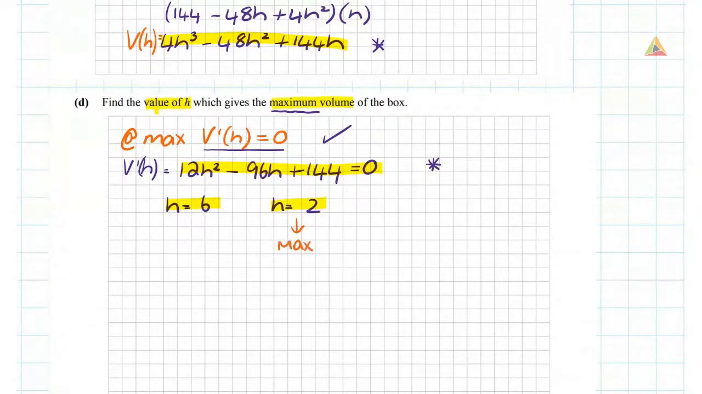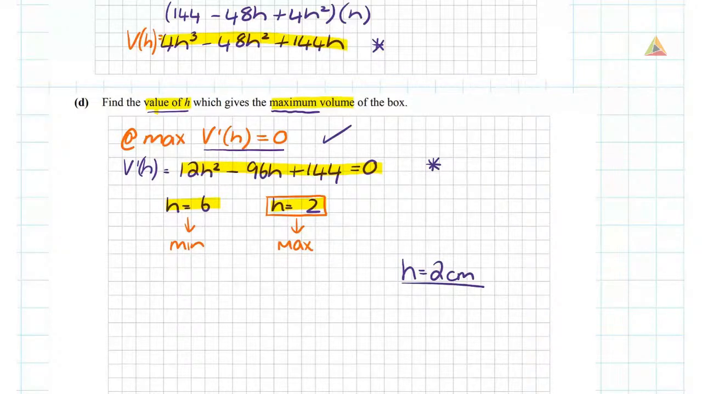Now, if you wanted, you could again do your second derivative test there just to reassure yourself. But because when h is 6, the length goes to 0, that's clearly going to be your minimum. So your answer, because it was the value of h that we were looking for, is h is equal to 2. And again, our units are centimeters in this case.